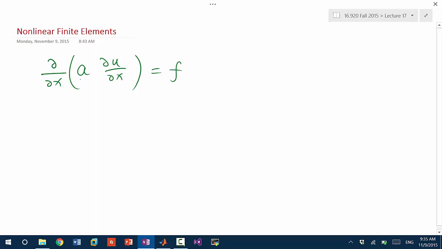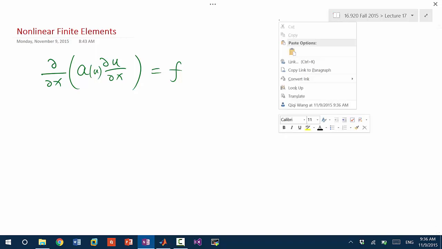And when this a is a constant, or it's something that depends on space but not on the solution, we have a linear partial differential equation to solve. But if the a somehow depends on the solution itself, then we get a nonlinear system of equations. How can we say it is nonlinear? It does not satisfy the principle of linear superposition.